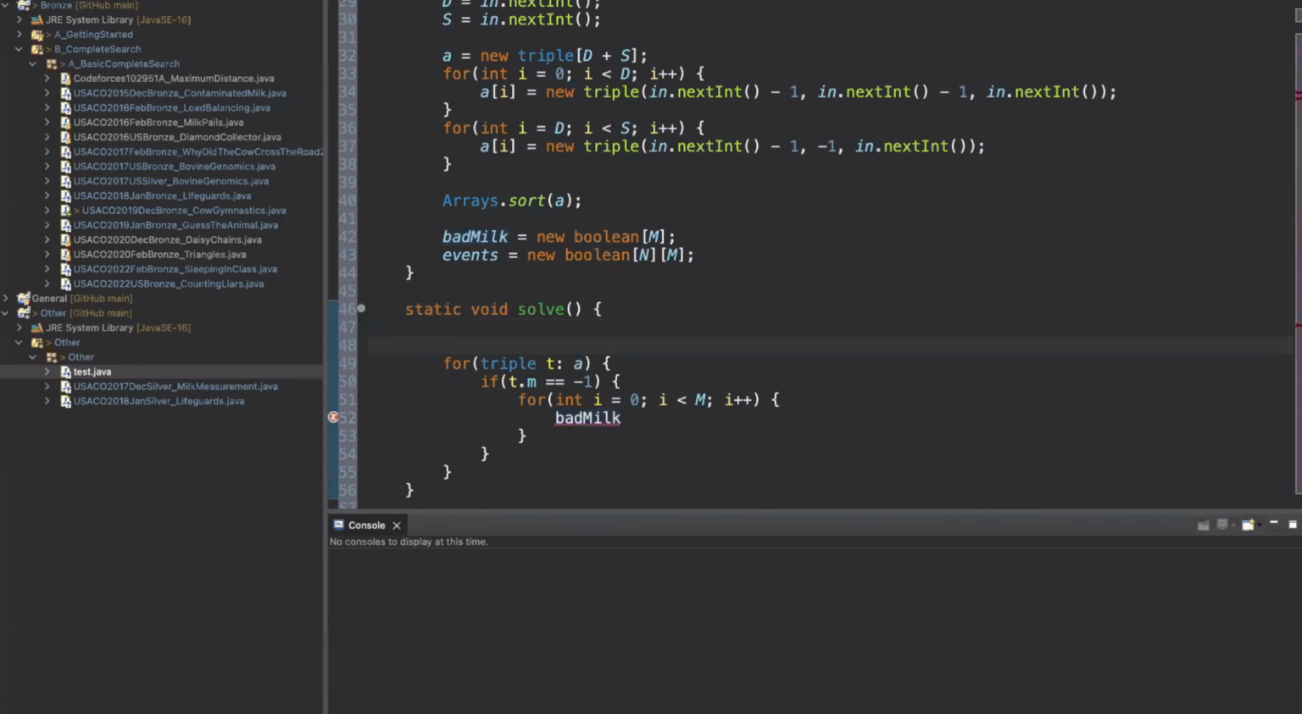Oh wait, oops. 선생님, array 안에 다 true하게 만드는 거 어떻게 해요?